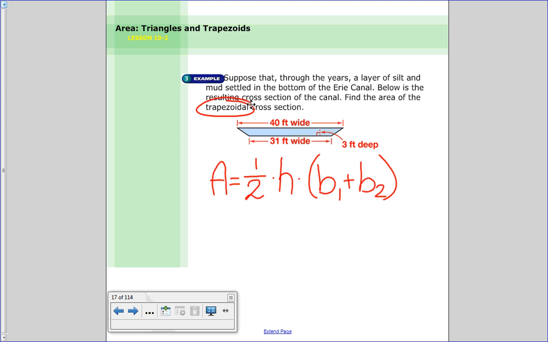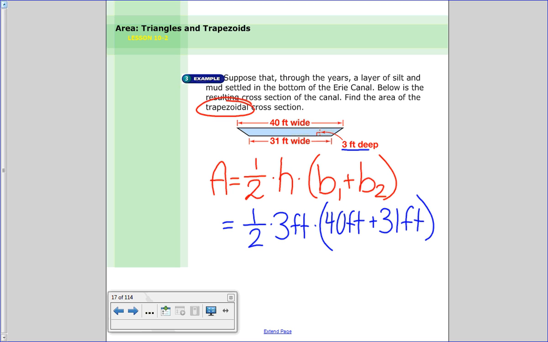Our first step is put in what we know. Well, that 1/2 stays the same. The height, well, that's 3 feet. And my bases, well, one base is 40 feet. The other base is 31 feet. And again, I got those because those are the parallel sides. Whatever the parallel sides are, those are the bases.